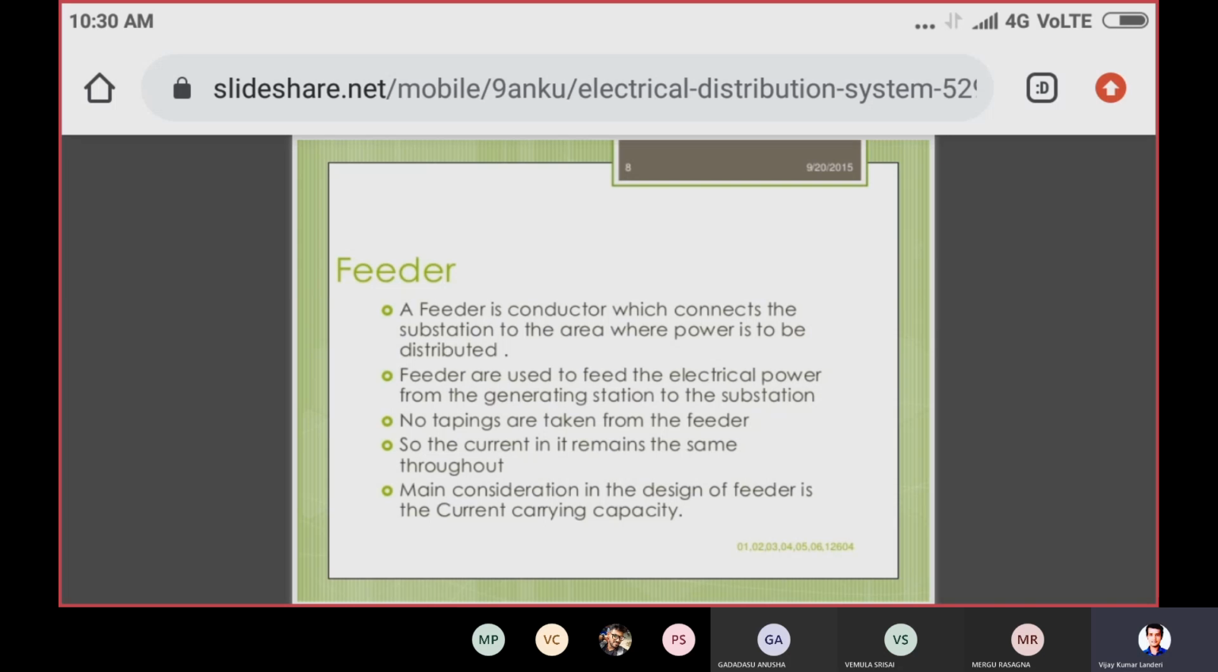What it is doing is connecting the substation to the area where the power has to be distributed. That conductor is called a feeder. Feeders are generally used to feed the electrical power from the generating station to the substation. So whatever conductors are being used to distribute the electrical power from the generating station to the substation are feeders.